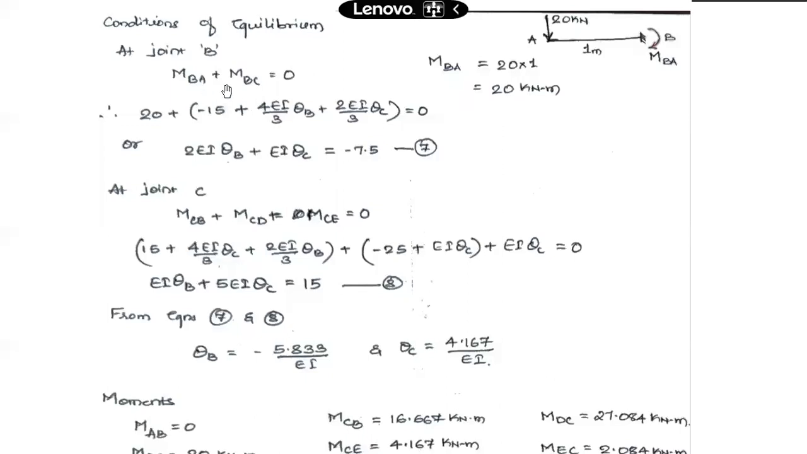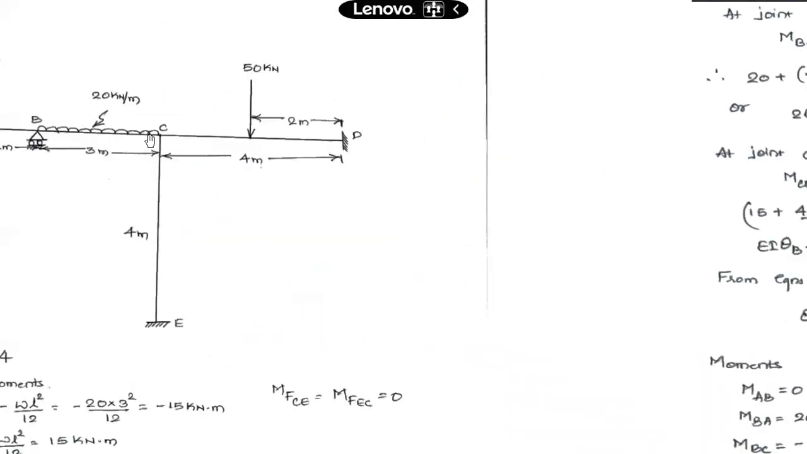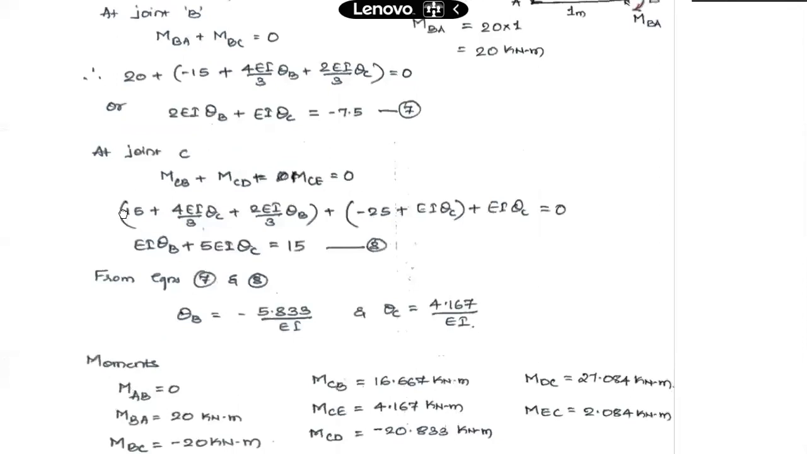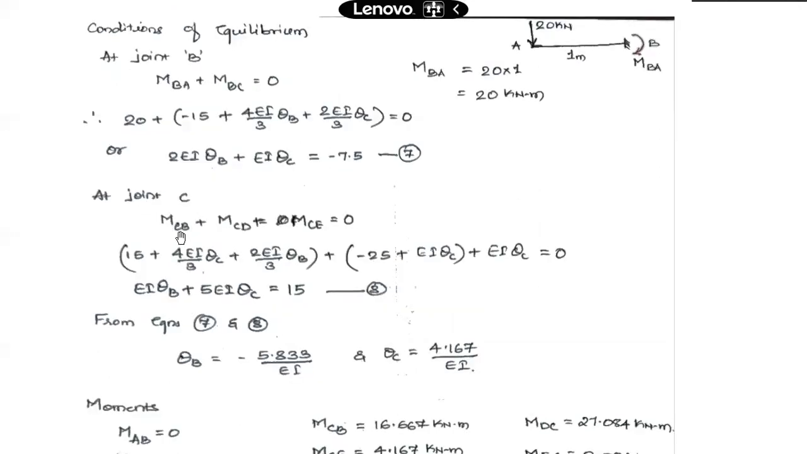Okay, so like this, we have one more condition of equilibrium at joint C. There is another joint, which is joint C, this one here. Three members are connected at this joint: BC, CD, and CE. So when you add up the moments developed at joint C due to all these three members, that should result in 0. That has been expressed here in the second condition of equilibrium. At joint C, MCB plus MCD plus MCE should come out to 0.